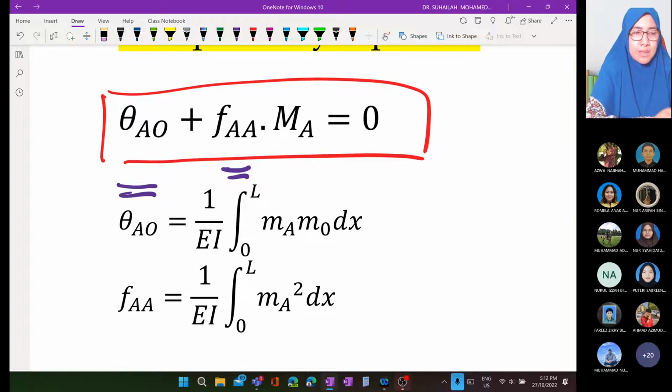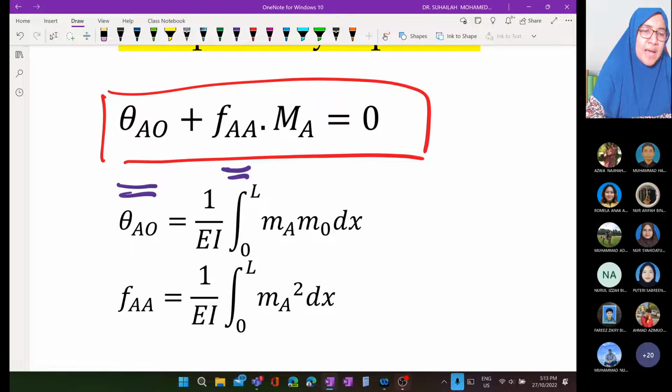And this F cannot stand alone. F we must pair with the redundant. FBB, if BY is the redundant, it is FBB times BY. If CY is the redundant, it is FCC times CY. If DY is the redundant, it is FDD times DY. If MA is the redundant, it is FAA times MA. So this is the standard form of the compatibility equation.